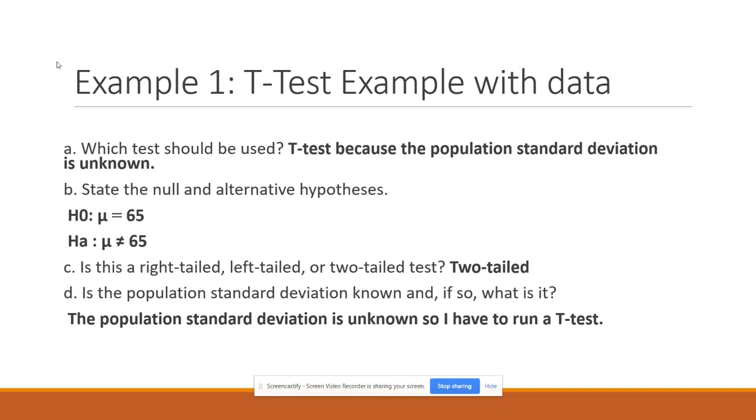State the null and the alternative hypothesis. So the instructor believed that the mean score was 65. Because "is" is the same thing as saying equal, I know that my null hypothesis is the mean equals 65. The alternative is that the mean does not equal 65. So is it right-tailed, two-tailed, or left-tailed? It's two-tailed, and the reason I know it's a two-tailed test is because the not equal sign is in the alternative. Is the population standard deviation known, and what is it? Again, the population standard deviation is unknown, so I run a t-test.